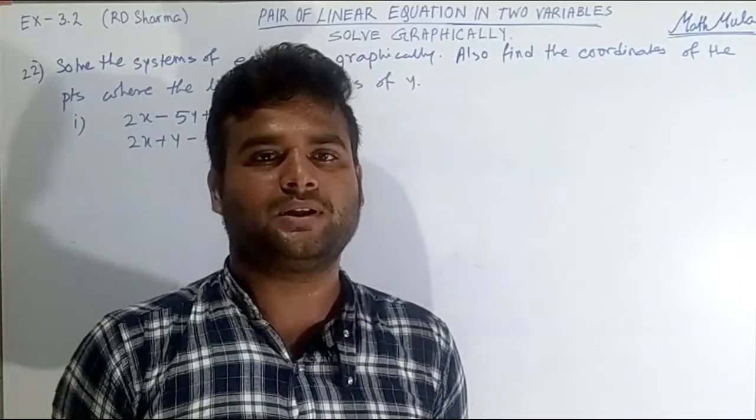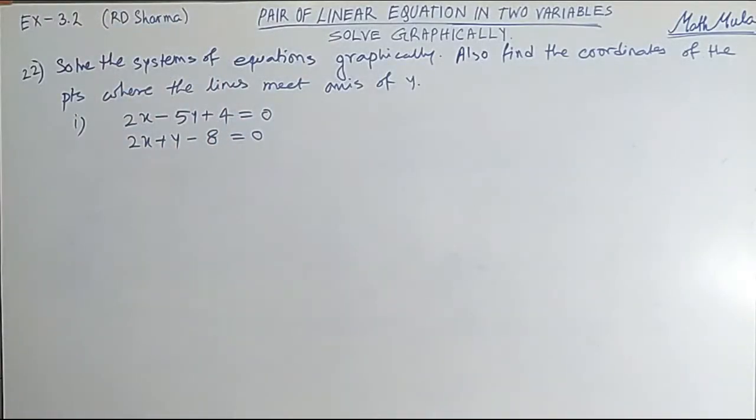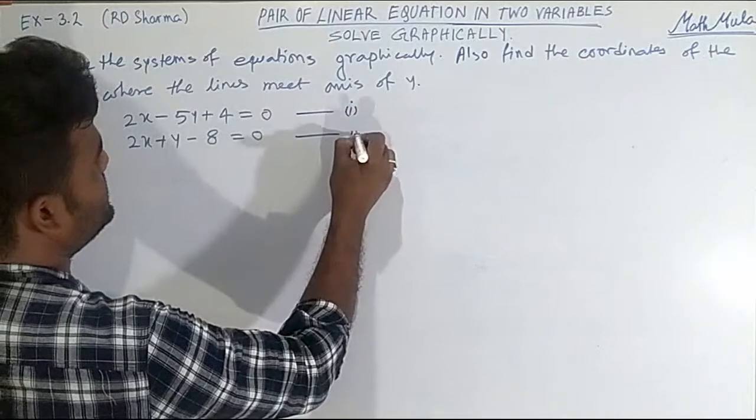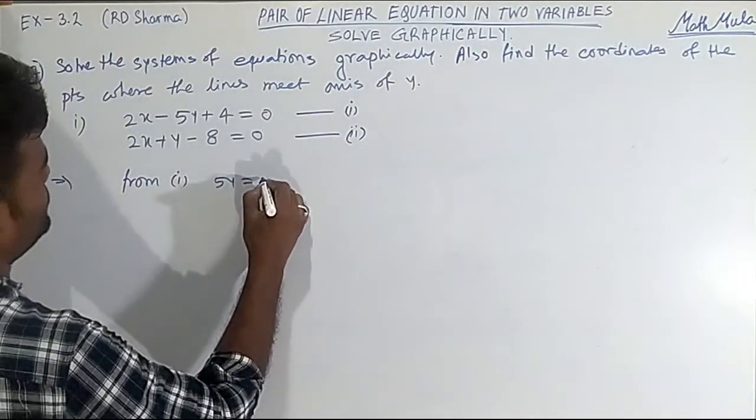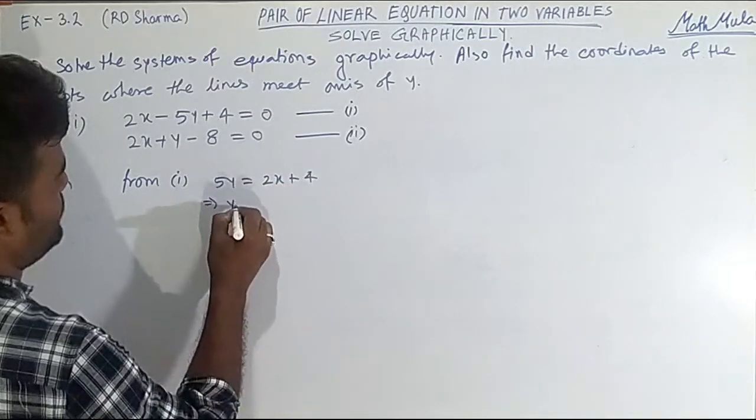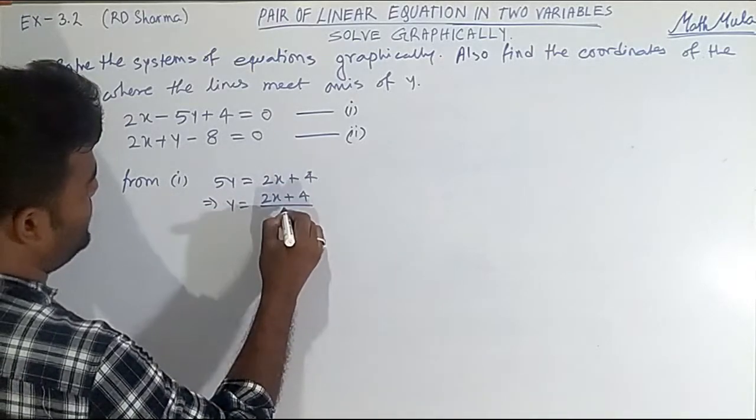Now we solve sum number 22.1. Solve the systems of linear equations graphically. Also find the coordinates of the points where the lines meet the axis of y. The given equations are 2x minus 5y plus 4 equals 0 and 2x plus y minus 8 equals 0. This is number 1. This is number 2. From 1, 5y equals 2x plus 4, that is y equals (2x plus 4) by 5.